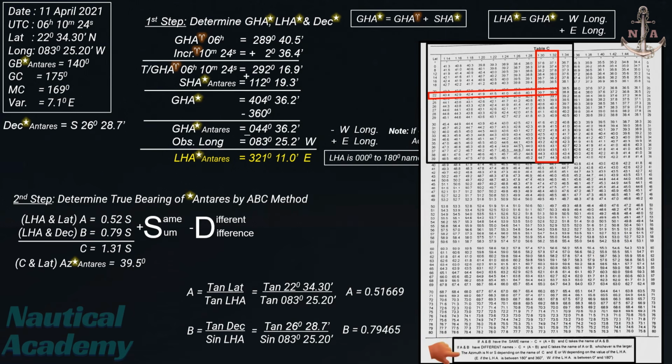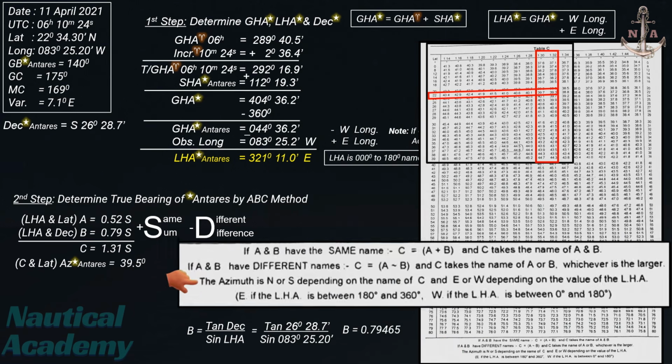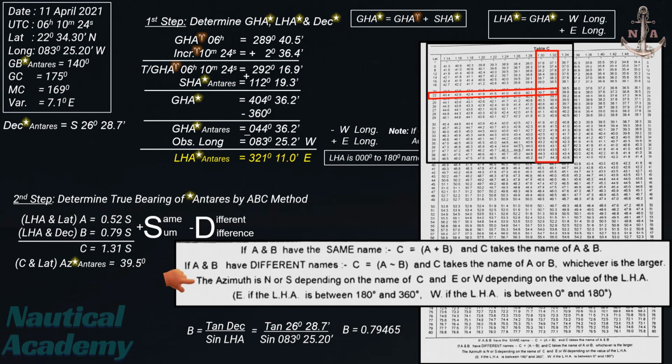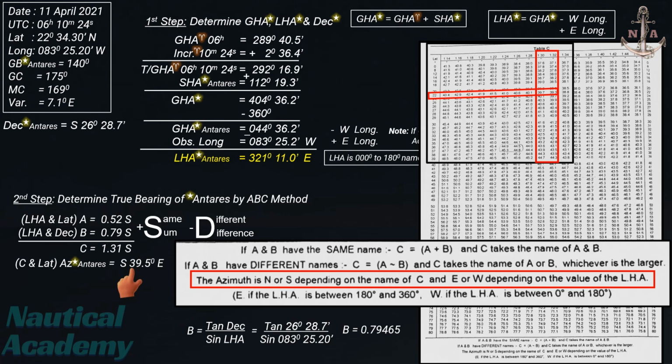On each page of Table C, the rule for naming the azimuth is also provided. The azimuth is north or south on the name of C, and east or west depending on the value of the LHA. This rule defines the prefix and suffix of the azimuth. In this case, the name of C is south, so the azimuth takes south as its prefix. Since the LHA is east, the suffix of the azimuth is east.